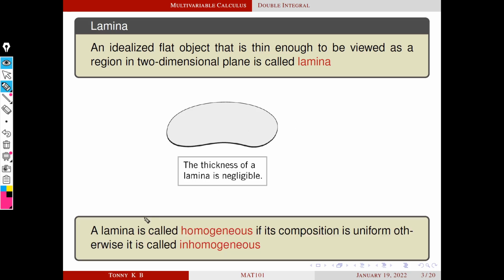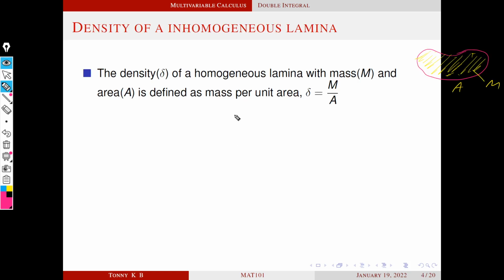There are two types of laminas, or two types of materials. A lamina is called homogeneous if its composition is uniform, otherwise it is called inhomogeneous. Composition is uniform means throughout the same material, which means throughout the same density. Inhomogeneous means otherwise, that is, its density may differ depending on the point.